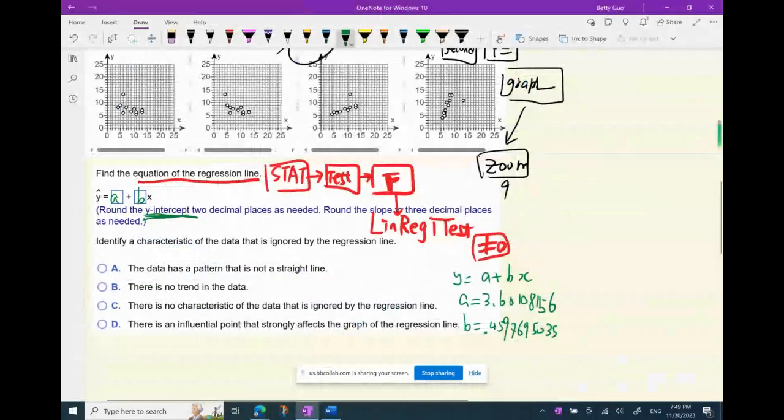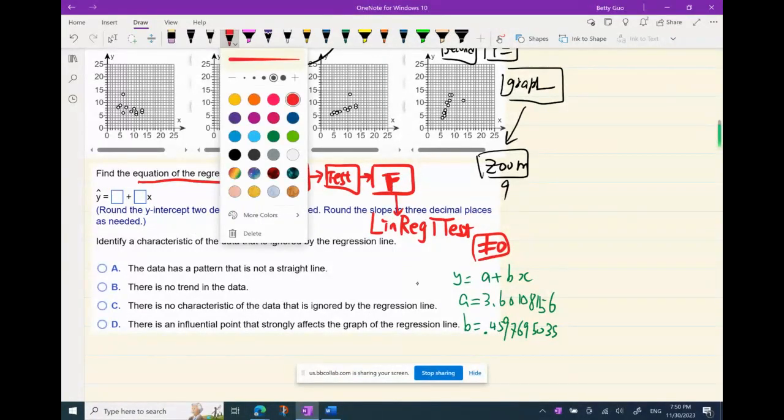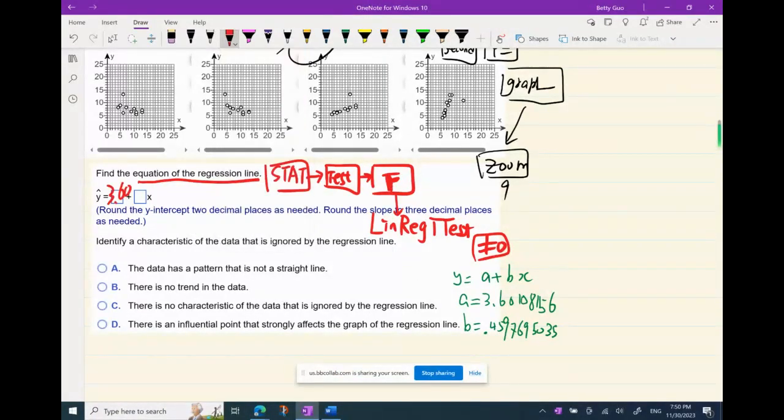Thank you, Kelly. Yeah, A, the first one, is the intercept. B is the slope. B is the coefficient of variable x. That is the slope. Perfect. So we need to round A to 2 decimal places. It is 3.60. Very good. And B rounded to 3 decimal places.